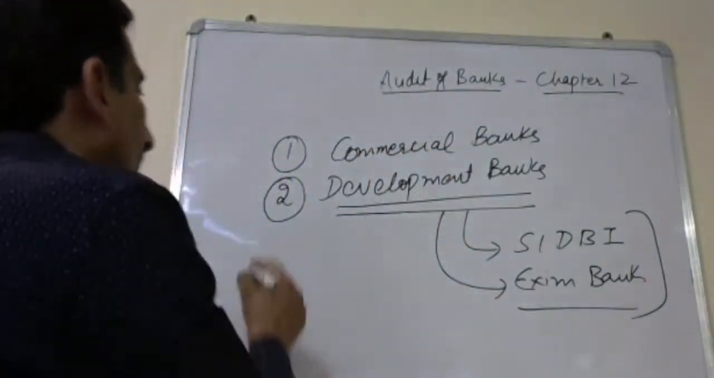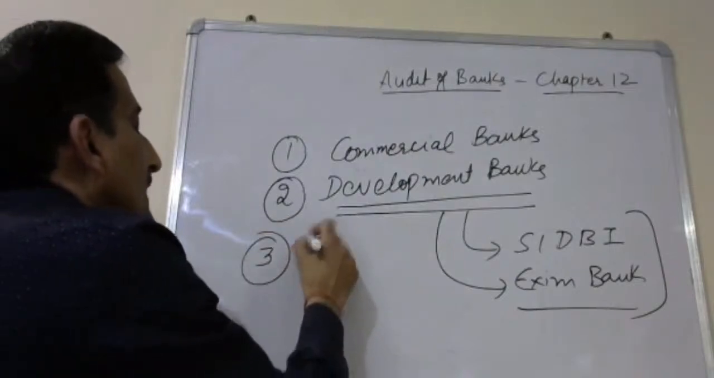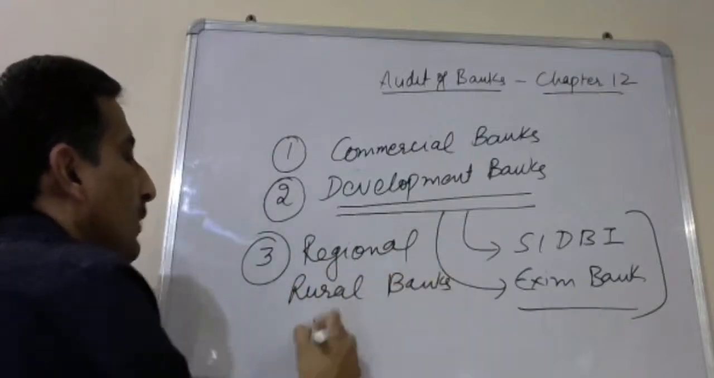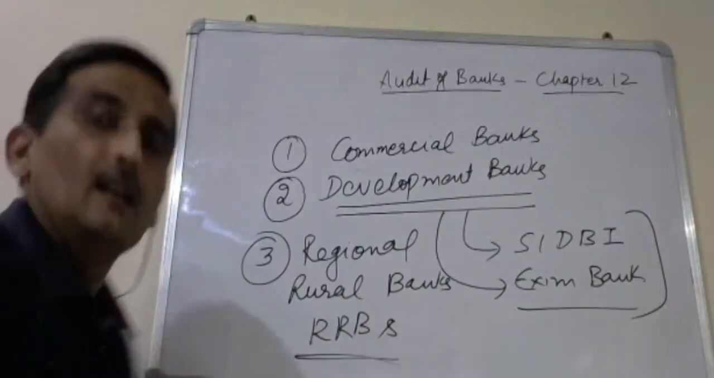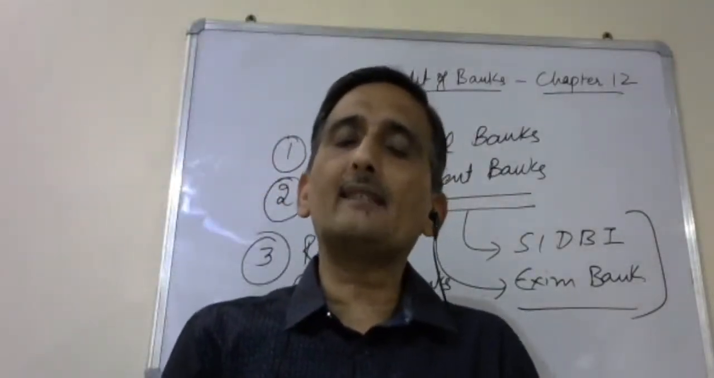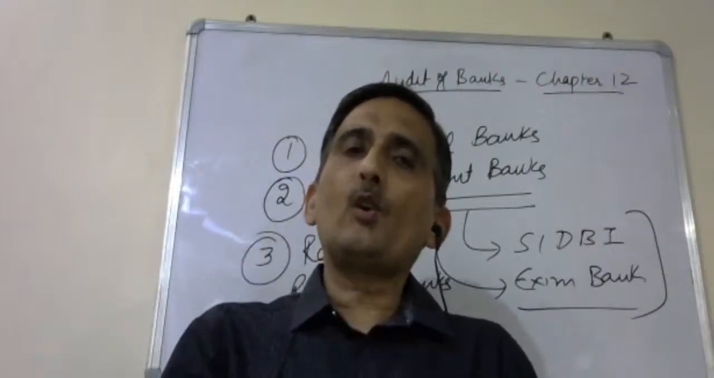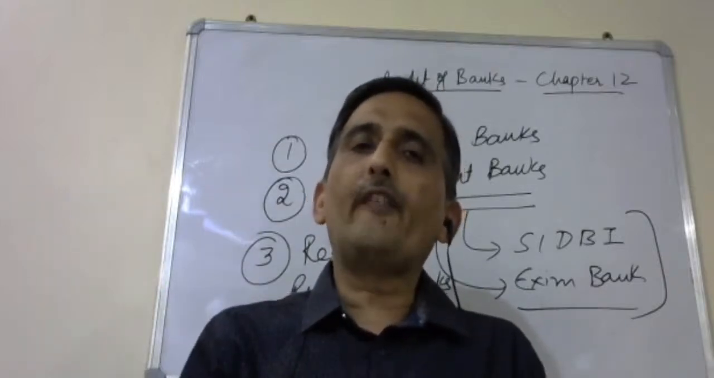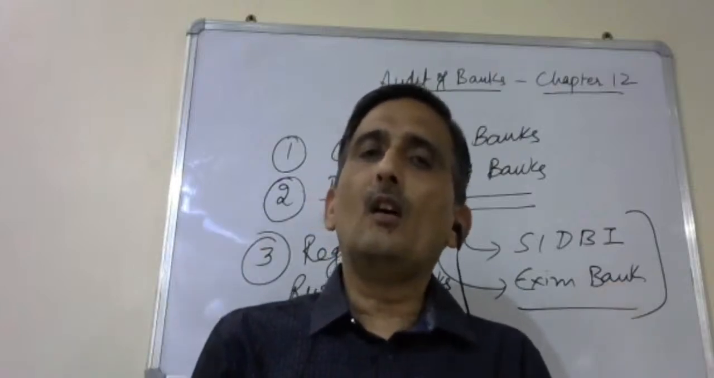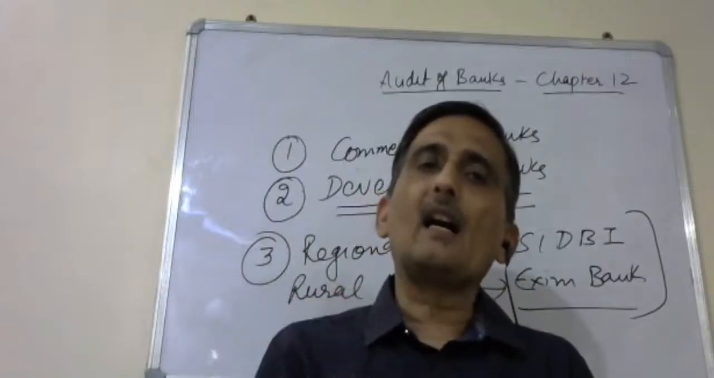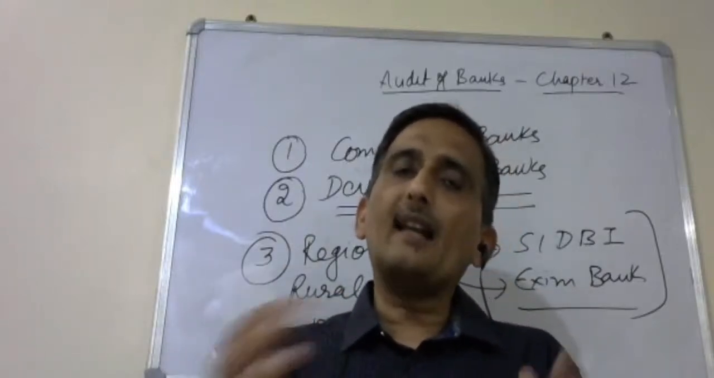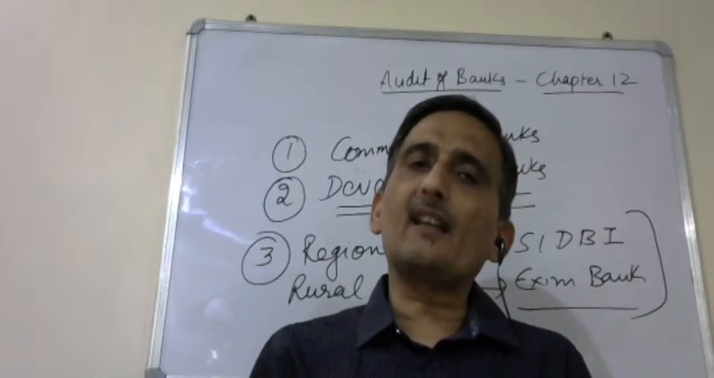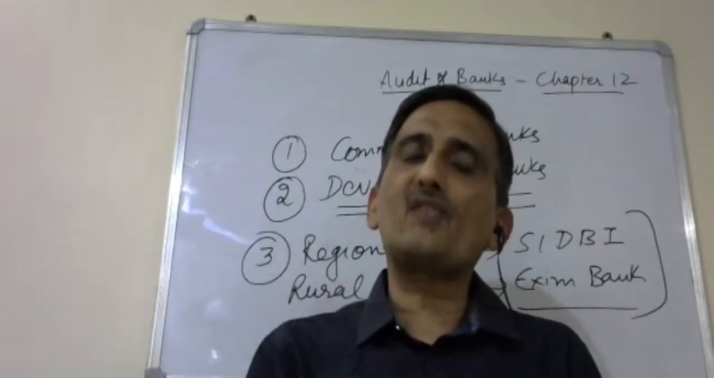Now we come to another category of banks, which is regional rural banks, popularly called as RRBs. Regional rural banks. So what are regional rural banks? These are generally confined to one state, and these usually cater to the requirements of rural areas. So there is a separate act, RRB Act, Regional Rural Banks Act, under which these banks have been constituted, and central government, state government, and one main sponsoring bank has a stake in these banks.